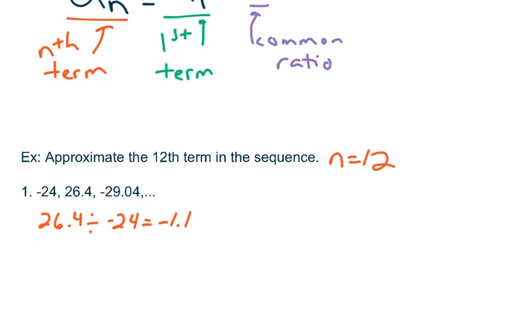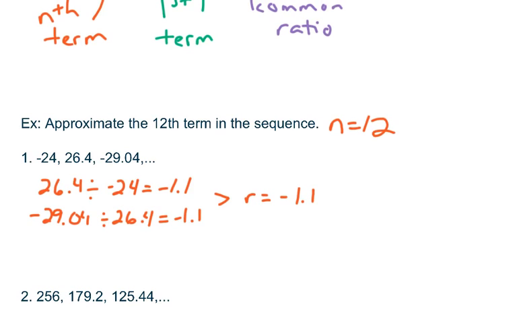Again, just to be sure, we should do this third term divided by the second term, so negative 29.04 divided by 26.4, and that also is negative 1.1, so then it's pretty safe to assume that our r value is negative 1.1. Whoops, don't need parentheses there. Okay, so once we have the common ratio, then we can go ahead and figure out what the 12th term in our sequence is going to be.